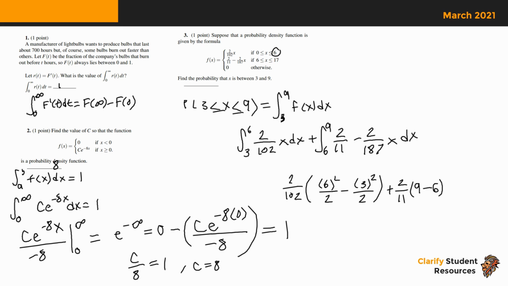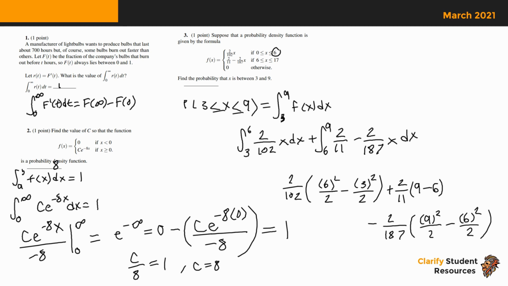And then lastly, we're going to minus off the last part, which is going to be 2 over 187. And then again, it's going to be x squared over 2. So we're going to have some sort of thing squared over 2 minus some sort of thing squared over 2. And in this case, it's going to be 6 and 9. So we get 9 and we get 6. So you can actually use the shortcut key on your actual WebWork to type these kind of things in, which is actually going to save a lot of time.